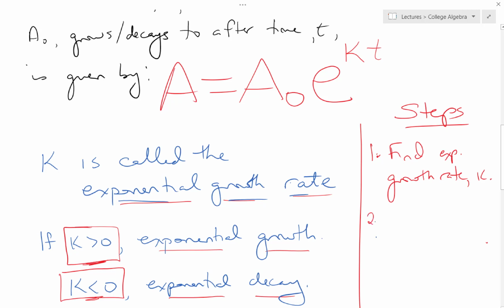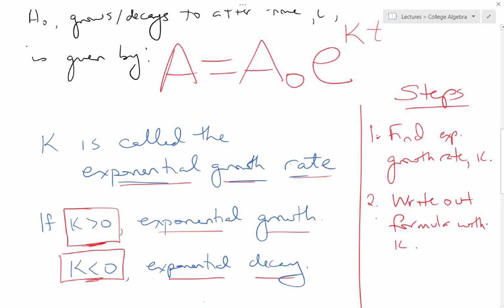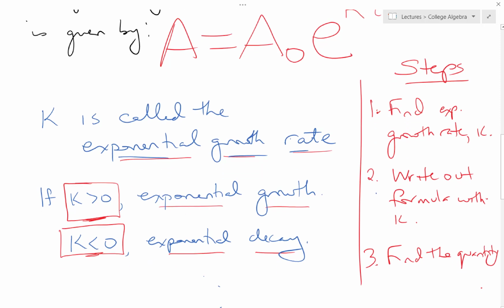Once you solve for K, you then write out your formula. And important to note, you write the formula with K as the number, because now that you know the number, you have the formula for whatever growth or decay you're working with. And then the last step, usually the problem will say, how long does it take this to happen? Or how much do I have left after this time? Or how fast does this populate? Whatever. So whatever quantity the problem is asking for, step 3 is find that quantity. So find the quantity asked for by the problem.